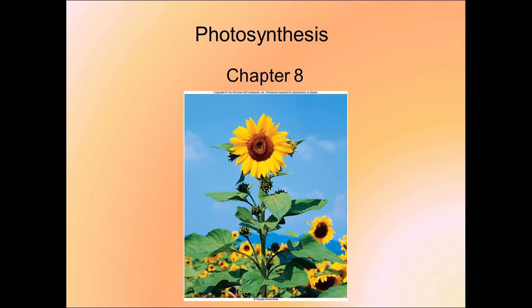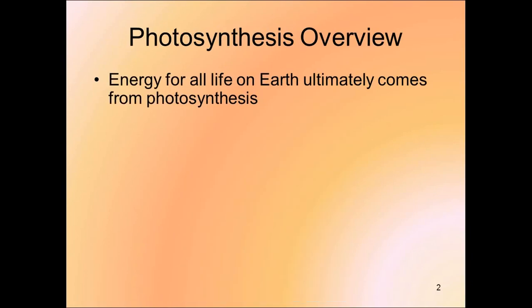This is Chapter 8, Photosynthesis. Photosynthesis is the source of all food for all living things. It produces the glucose that all living things need to turn into energy for life. That photosynthesis, in turn, comes from the sun. So in a sense, all energy, all life comes from the sun.